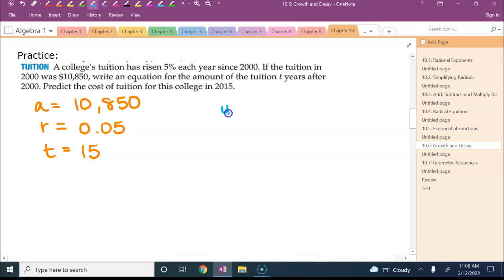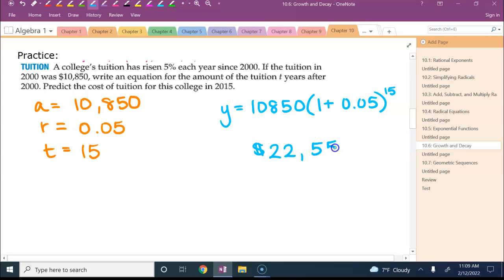So for our equation, you start by using that initial amount, that 10,850. You're going to do 1 plus your rate, 0.05. You're going to raise that to the 15th power. So you can combine that 1.05 first, then raise it to the 15th power, take it times that 10,850. We should have been able to estimate then that college tuition in 2015 was going to be $22,556.37.